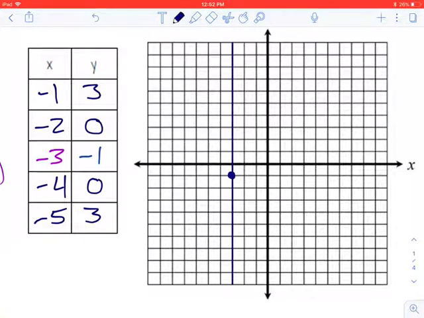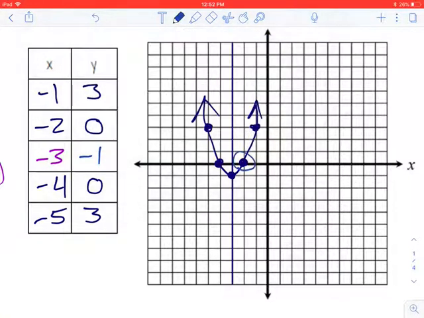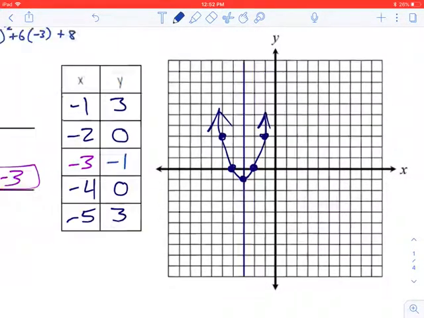And now we can go ahead and plot the other points. So negative 2, 0 is right here. Negative 4, 0 is right here. And then I've got negative 1, 3, which is right here. Negative 5, 3, which is right here. And now I have my parabola. So what I also know right away is that those 2 points are my solutions.